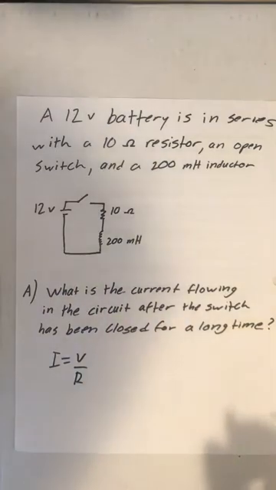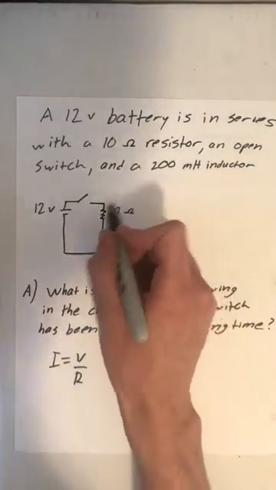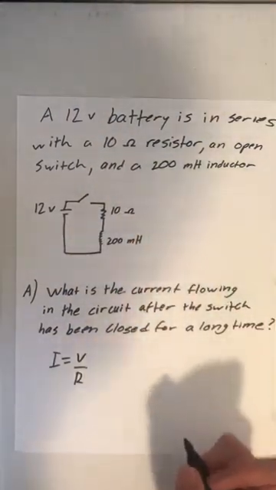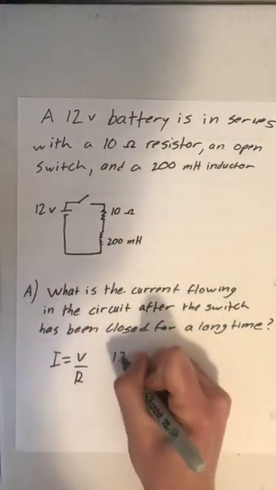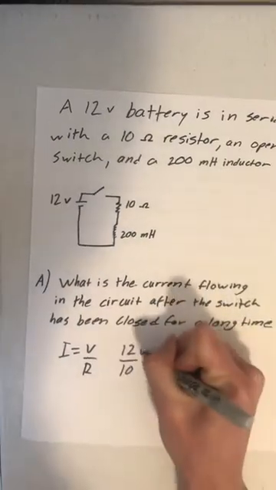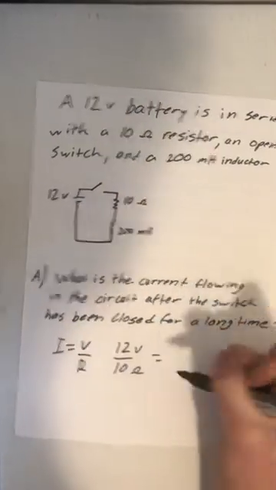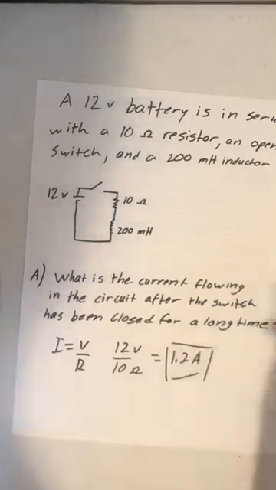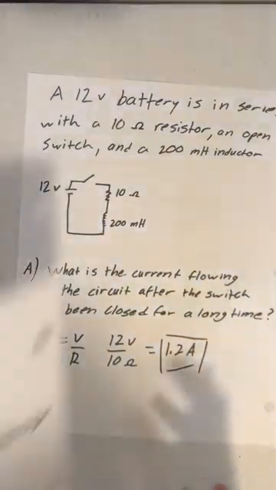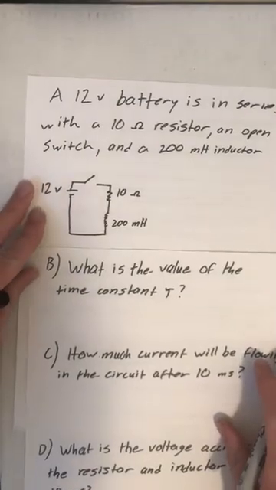And we know that the resistance of this circuit is 10 ohms because we have a resistor right there. We know that the battery is 12 volts, which means we just do 12 volts over 10 ohms, which is equal to 1.2 amps. So that one's pretty straightforward. So I'm going to go to the next part of this.